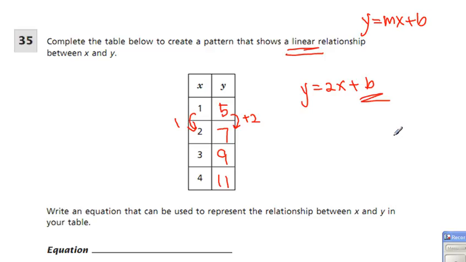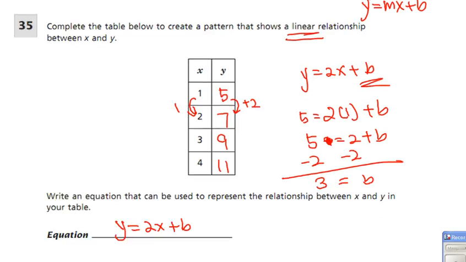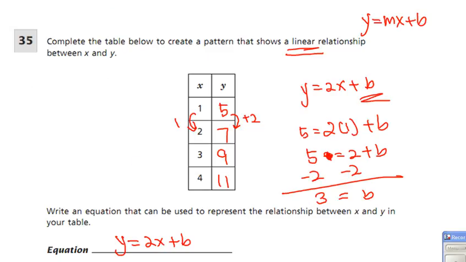Now we still need to find out what b is. In this case, one thing that we can do is plug in any one of these points. Let me plug in 1 and 5. That means 5 is y value times 2 when x equals 1 plus b. Then we get 5 equals 2 plus b. By subtracting 2 from each side, b will be equal to 3. Then we realize that the equation is y equals 2x plus b. Alright, there it goes. Oops. I meant plus, not b, plus 3.